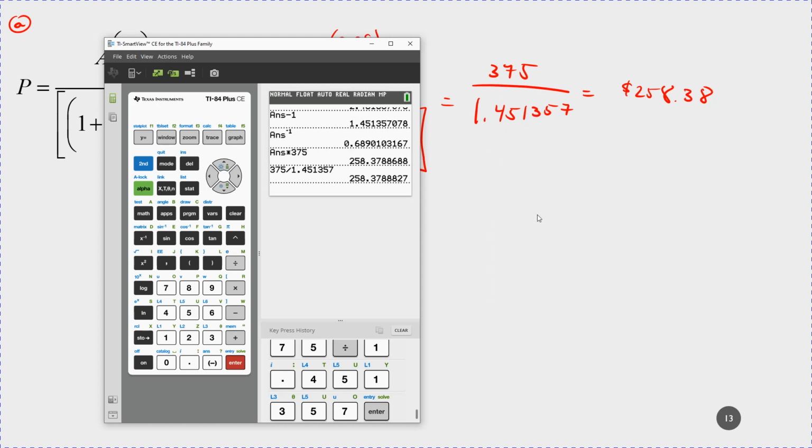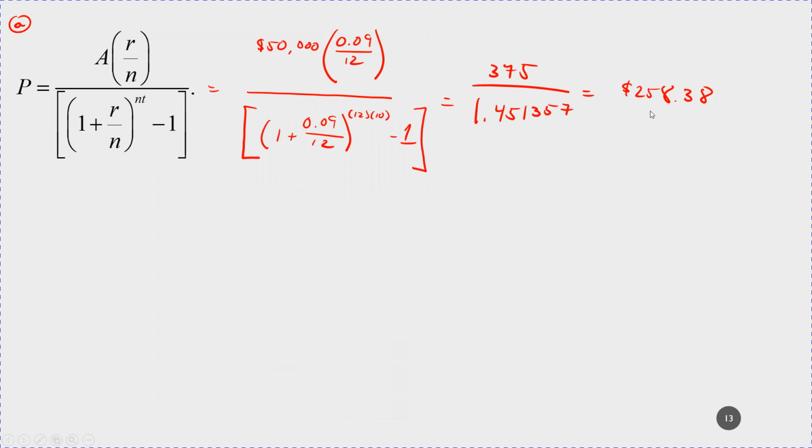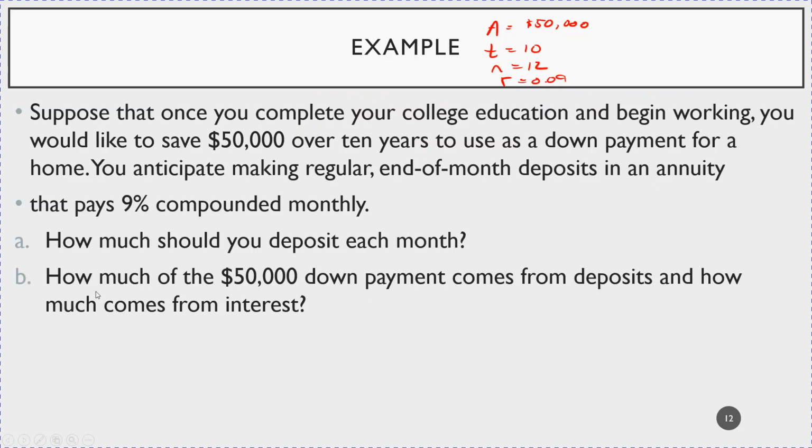For the denominator here. All right, so if you want to have $50,000 after 10 years, and you're getting this 9%, you have to put away $258.38. Let's figure out the interest. The next part said, how much of that $50,000 down payment comes from deposits and how much comes from interest?